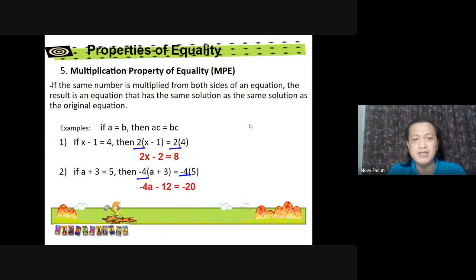Kaya pag sinimplify natin yan using the distributive property, negative 4 times A, negative 4A na yon. Kaya negative 4 times 3, negative 12, or this is minus 12. Sa kabila naman, right side, negative 4 times 5, negative 20. Kaya ang simplify niya is negative 4A minus 12 equals negative 20.